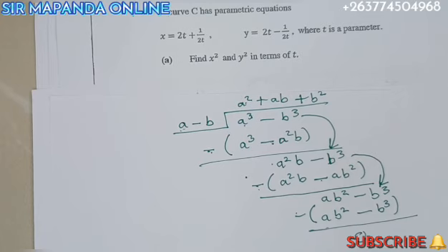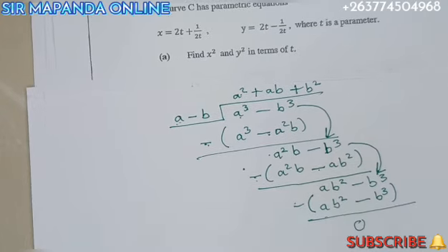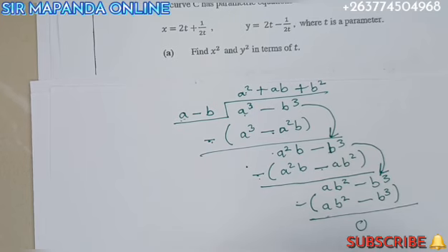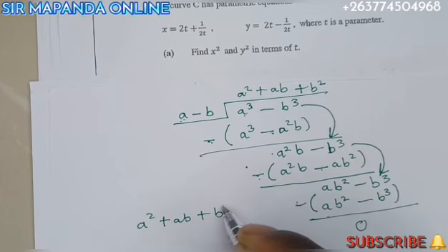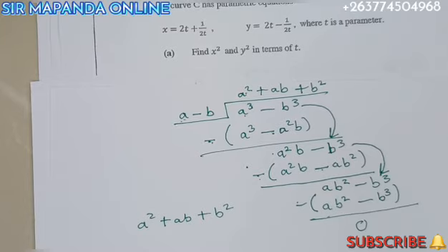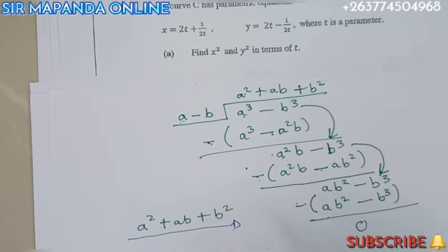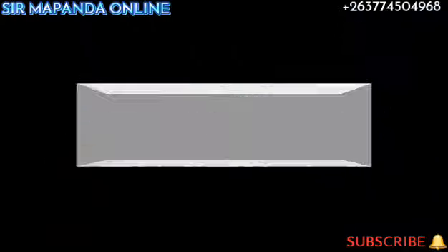So it means your final answer is the one that came out on top. It's A squared. Your final answer is A squared plus AB plus B squared. Then you are home and dry. Let us move on to the next question.